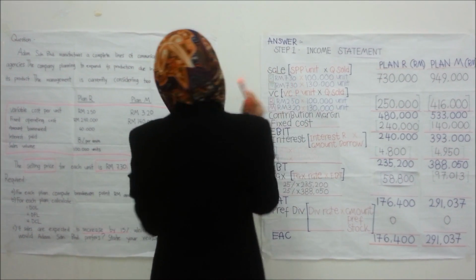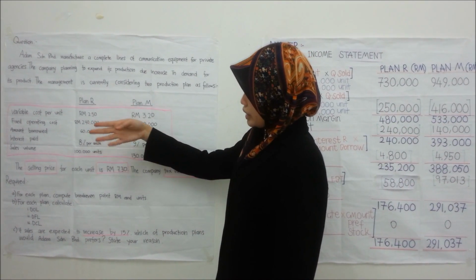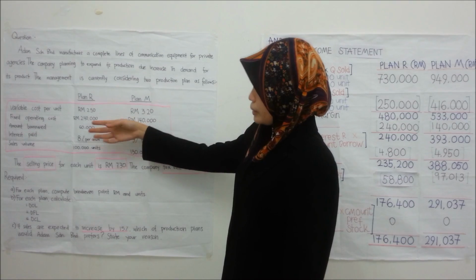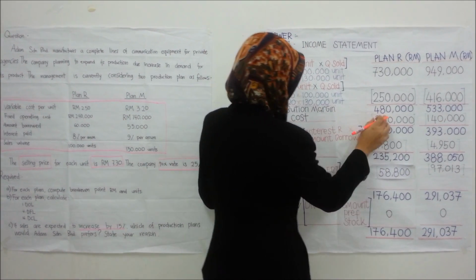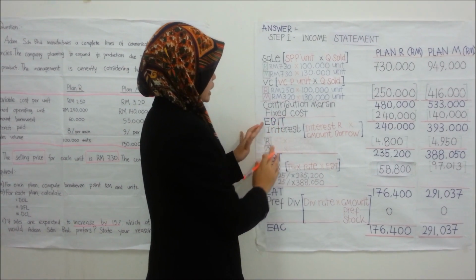How to minus the fixed cost? You look at the situation of the Adam. In the plan they give you the fixed operating cost, and you just minus it, and you get EBIT. EBIT is the earnings before interest and tax.